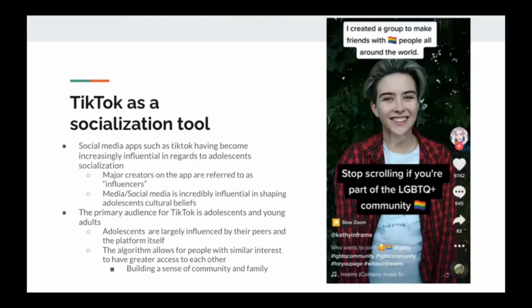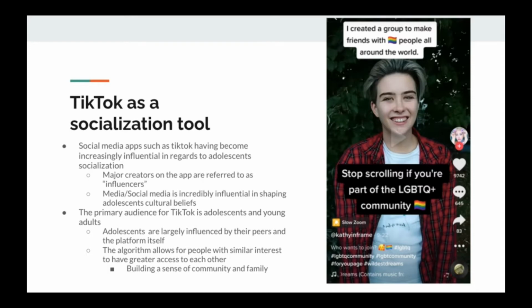Another thing I want to talk about is how TikTok is a tool for socialization. Social media apps such as TikTok have become increasingly influential in regards to adolescent socialization. Major creators on the apps are actually referred to as influencers. Social media is incredibly influential in shaping adolescents' cultural beliefs. They create trends, and in many ways, they set cultural norms. For example, they have helped further the use of pronouns in a way that had not been as widespread before.